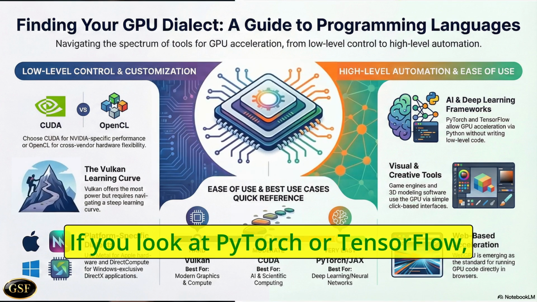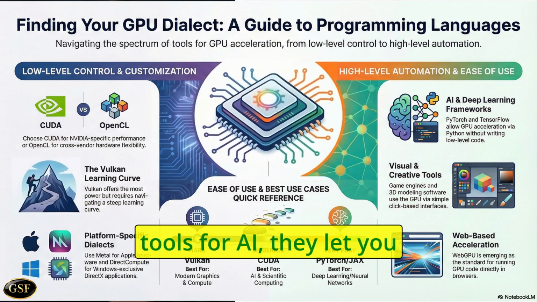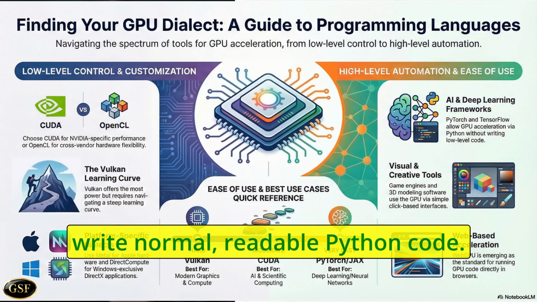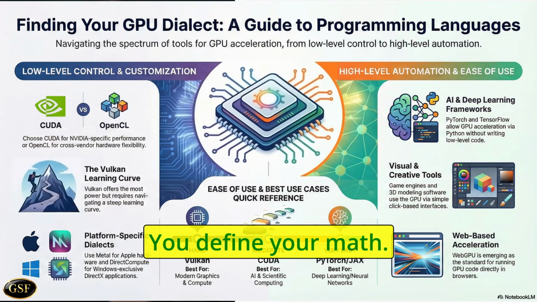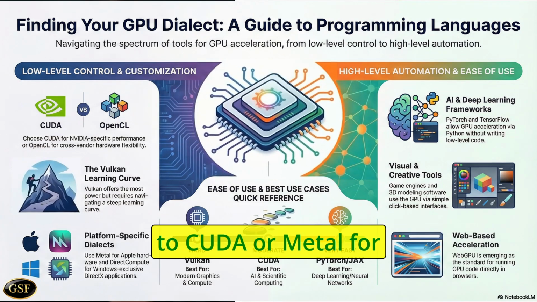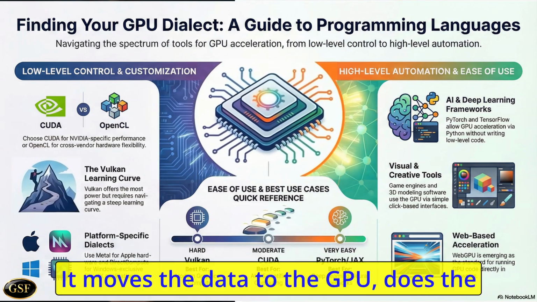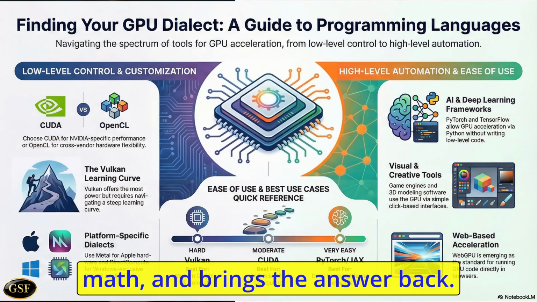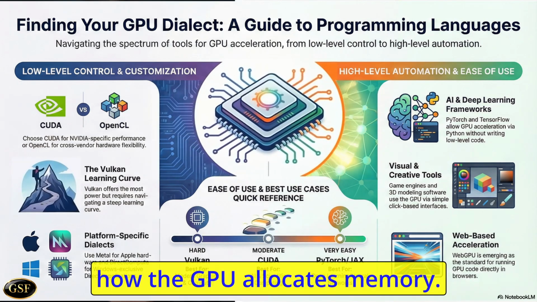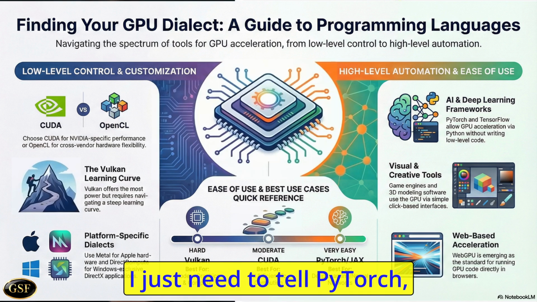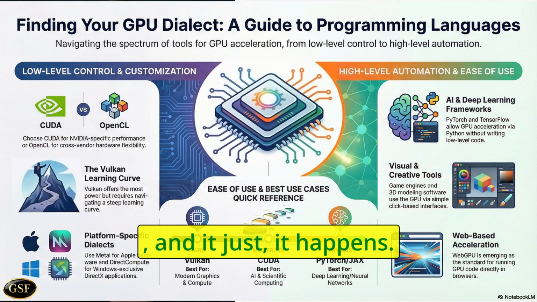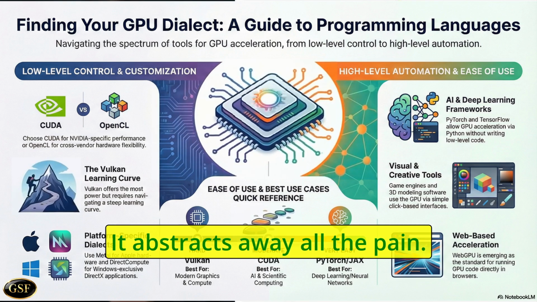If you look at PyTorch or TensorFlow, which are the standard tools for AI, they let you write normal, readable Python code. You define your data, you define your math, and when you hit run, the library talks to CUDA or Metal for you in the background. It moves the data to the GPU, does the math, and brings the answer back. So I don't even need to know how the GPU allocates memory. I just need to tell PyTorch, hey, put this on the GPU. You literally type .to('cuda'), and it happens. It abstracts away all the pain.